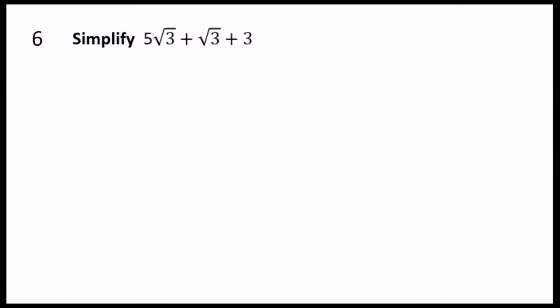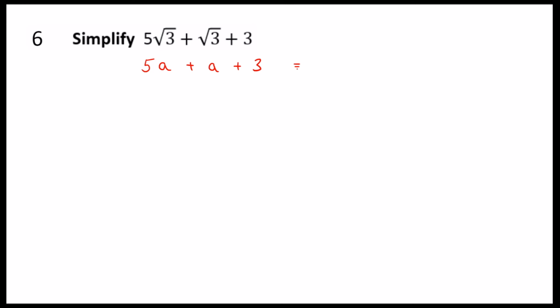Question number 6 is always a question on simplifying surds by adding or subtracting them. To help us understand this question and how to simplify them, I'm going to rewrite it, but thinking about it as if it was an algebraic question. So instead of 5 root 3, I'm going to write 5a. Instead of root 3, I'm going to put an a again, and then I've got a plus 3 at the end.